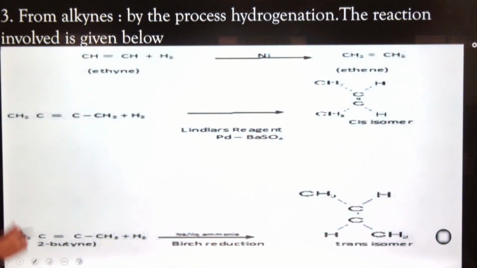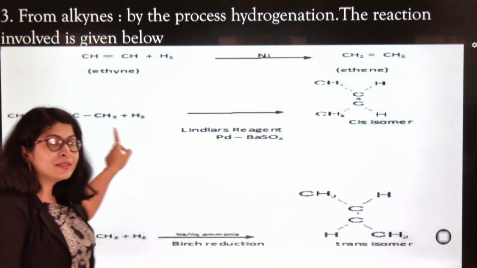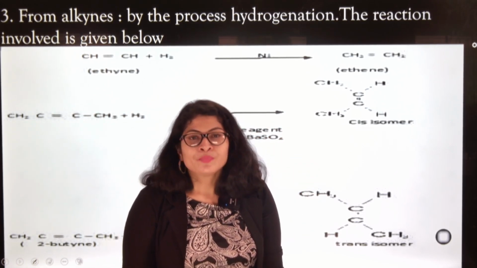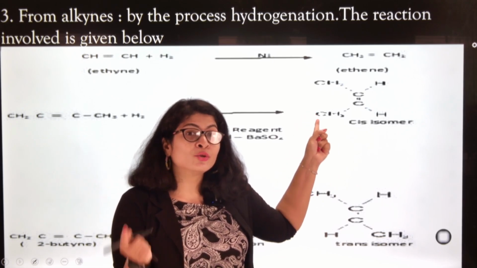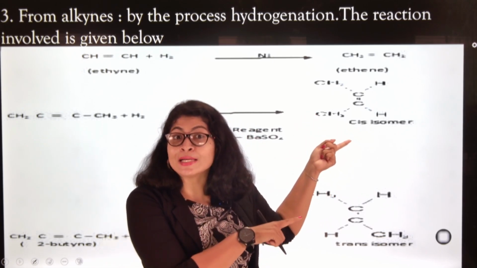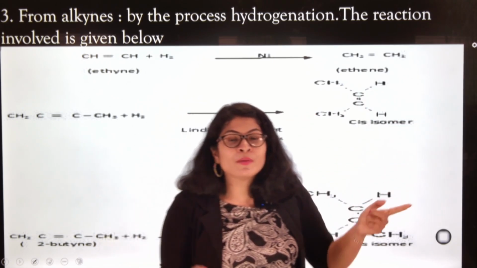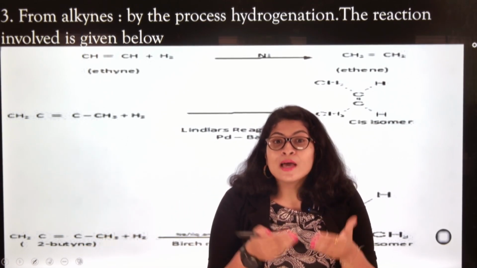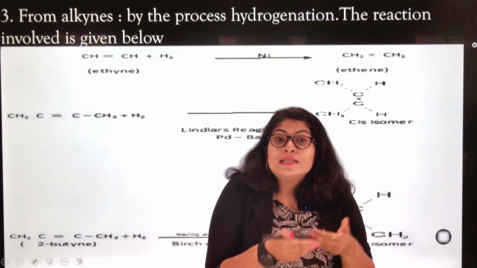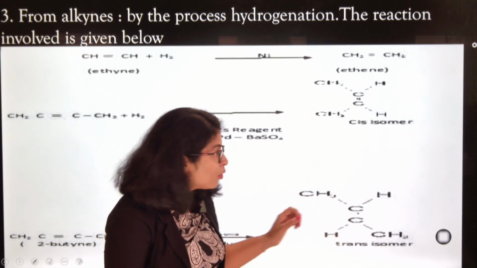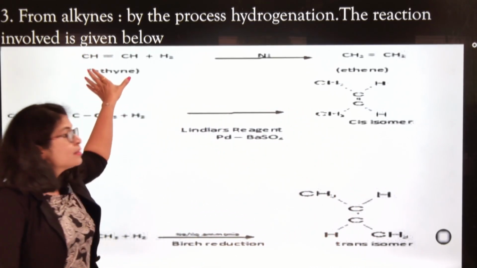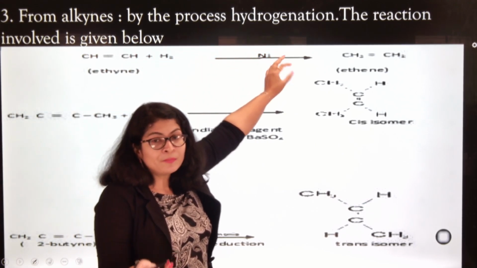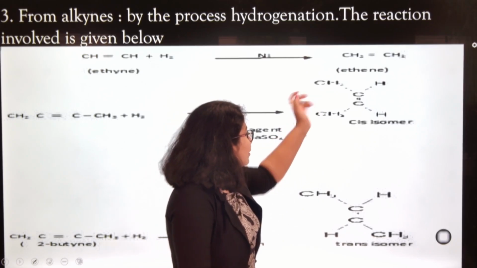Next is from alkynes. Alkynes will lead to alkene if there is addition of hydrogen to them. So in this process, again, hydrogenation takes place. Remember the case of alkenes: if I hydrogenate an alkene, I get an alkane. If I hydrogenate an alkyne, I will get the next member, that is alkene. The reaction involved is, if ethyne is combined with hydrogen in the presence of nickel metal, it gives rise to ethene. Okay.